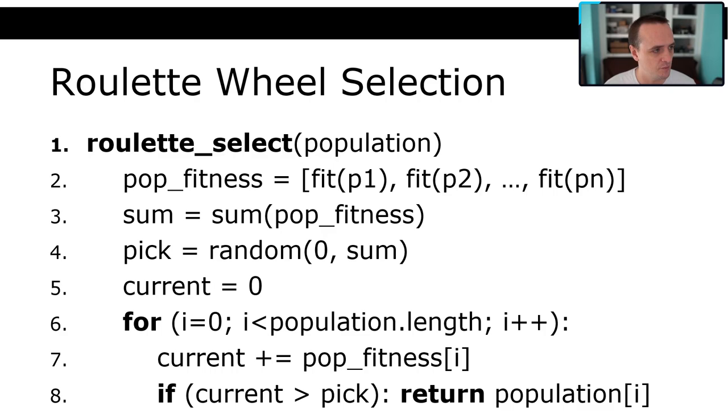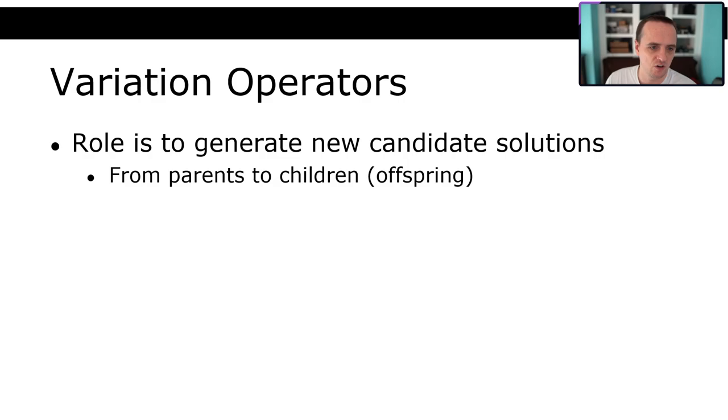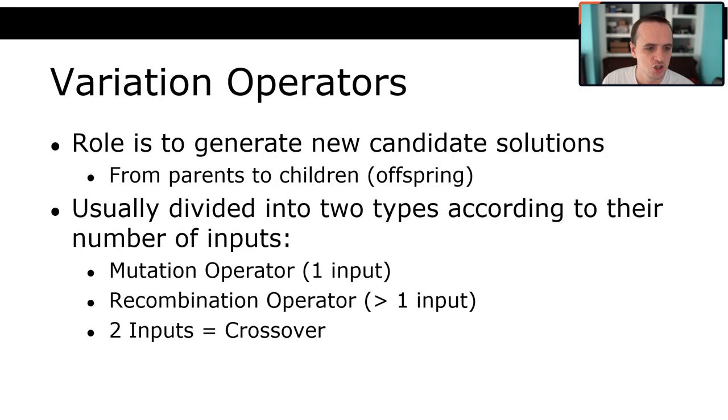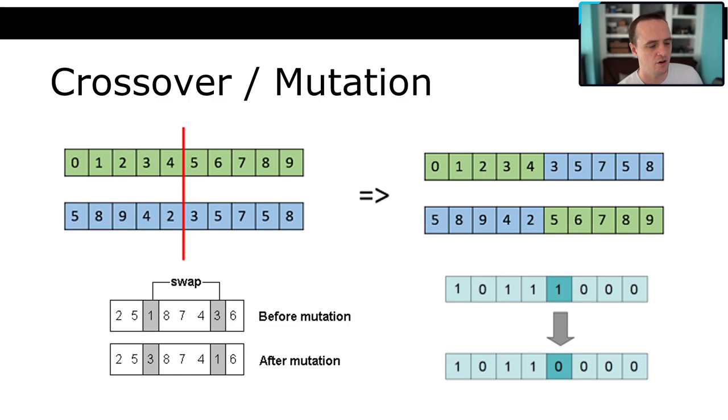Variation operators. We're almost done. We're getting there. The role of variation operators is to generate new candidate solutions, so from parents to offspring. They are usually divided into two types according to their number of inputs. Mutation operators have a single input. Recombination operators have more than one input. But if we just have two inputs, we're going to call this crossover. Most EAs are going to use both recombination and mutation. So here is crossover and mutation.